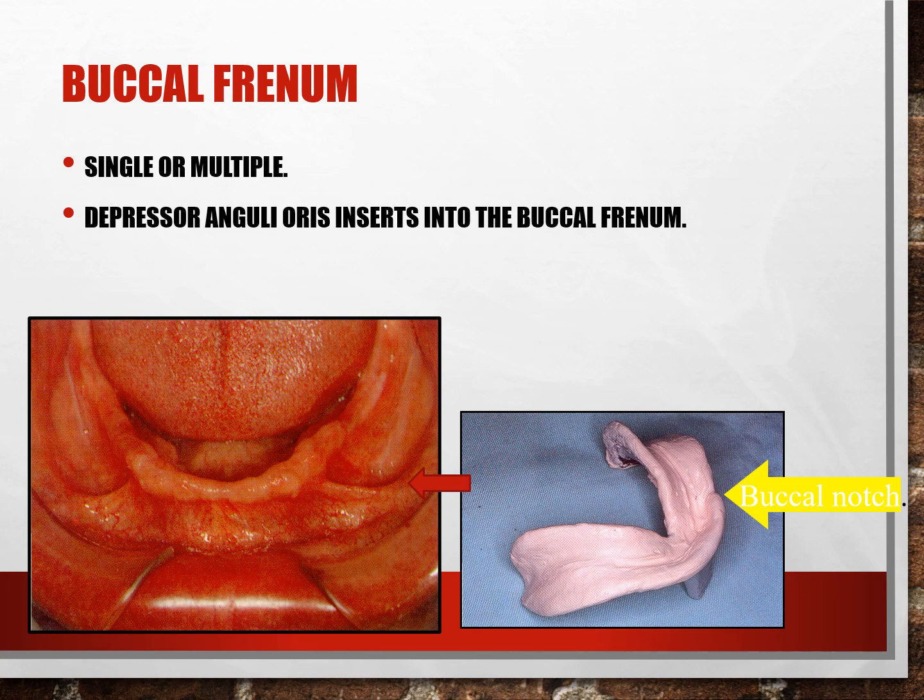So now coming to buccal frenum. This is the buccal frenum. It can be single or multiple. Which muscle comes here? It is the depressor anguli oris that gets inserted into the buccal frenum, and the corresponding area in your impression is the buccal notch.